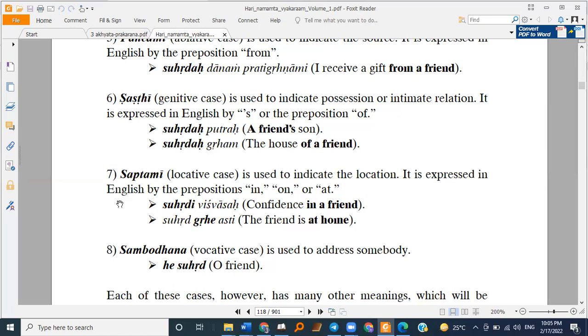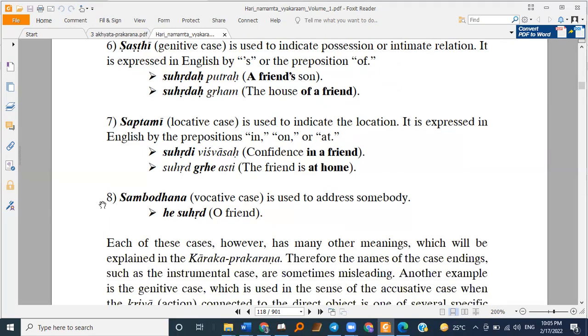Ityadi, like that, Saptami. And then the last one is Sambodhana, the vocative, which is used to address somebody. So, Hey Suhrit, Hey Krishna Karuna Sindho. So, Hey Krishna is a Sambodhana. And if, let's say, I'm addressing two Krishnas simultaneously, so Hey Krishna, ityadi. Now, don't ask me who are the two Krishnas.